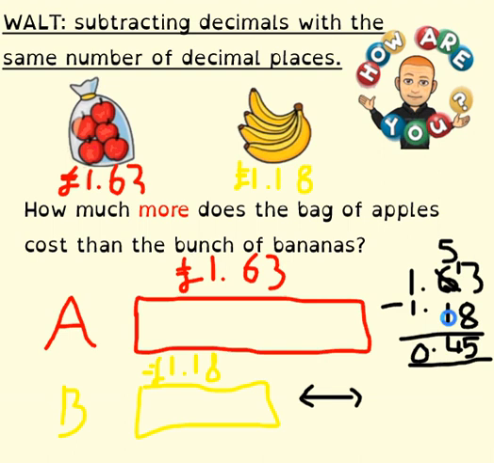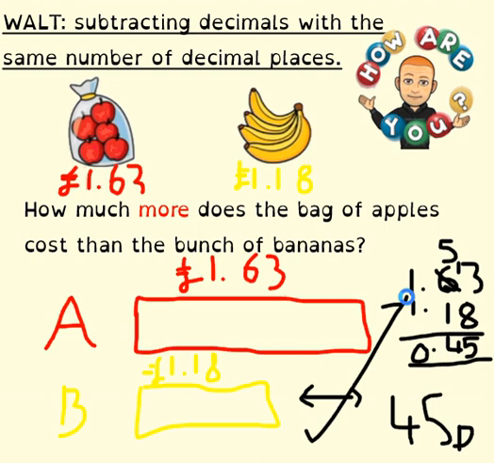Back to my question, how much more does the bag of apples cost than the bunch of bananas? The apples cost 45p more than the bunch of bananas. Big tick for us, we got it correct. So using bar models to help you with certain calculations can be really useful. Questions 6 to 8, should I say, are going to be the ones that you're going to be using bar models with today. So they will help you answer those few questions.